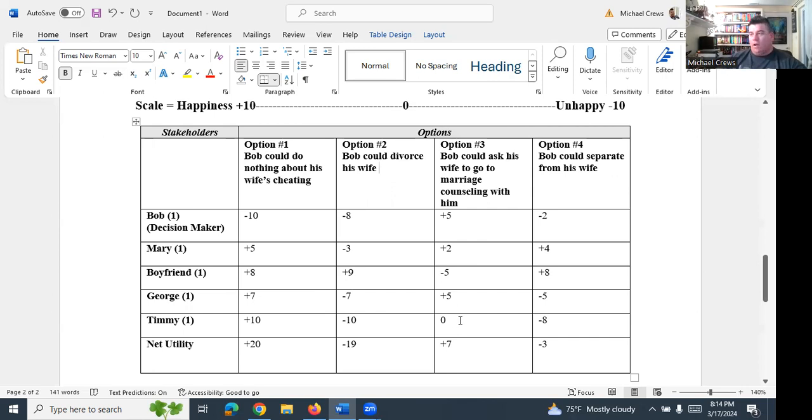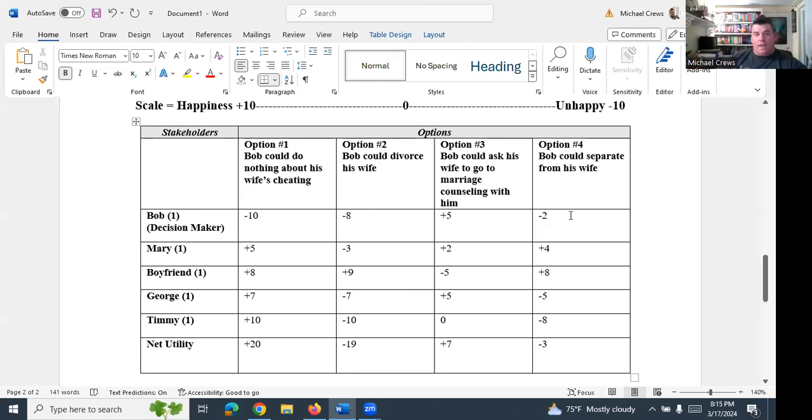Timmy, I said's a 0 because at this point he might not know anything's wrong yet, and he's not going to be necessarily happy nor sad. I didn't give him the +10 like life's great. Maybe he'll notice something's going on. Maybe he won't. I don't really know how he's going to be affected, so I went with a 0. Net utility here is +7. Okay.